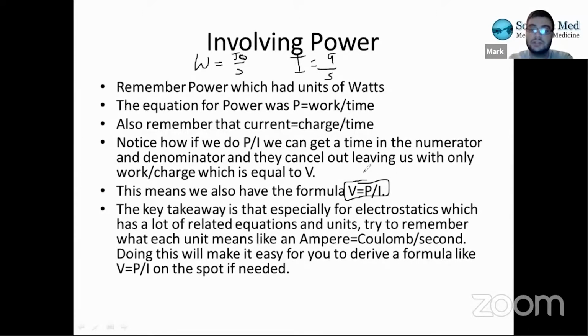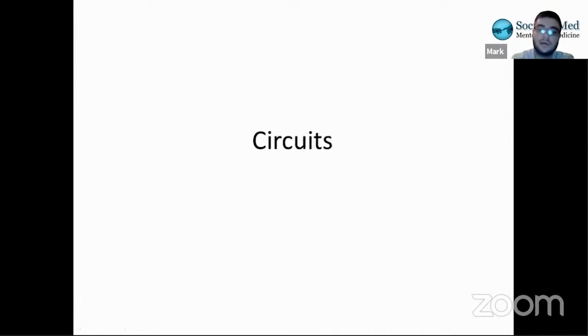If you know what a volt is, and a volt is a joule per coulomb, then just having these two units, you'd be able to figure out how to find voltage if you didn't remember this formula, right? And that's what I wrote here at the bottom, especially for electrostatics, which has a lot of related equations in units. Try and remember what each unit means. Like for example, an ampere is a coulomb per second. Doing this will make it easy for you to derive a formula like V equals P over I on the spot if needed. That's just a helpful hint that you might need on the MCAT.